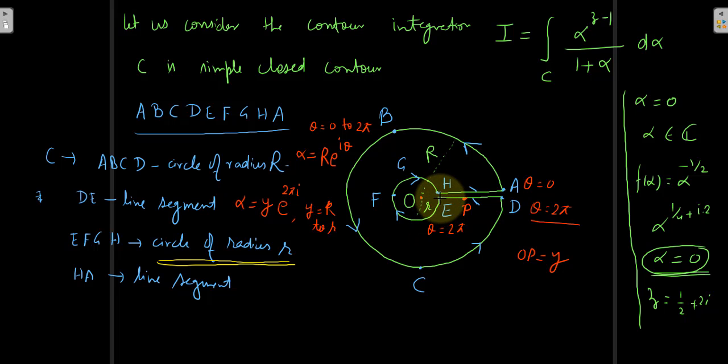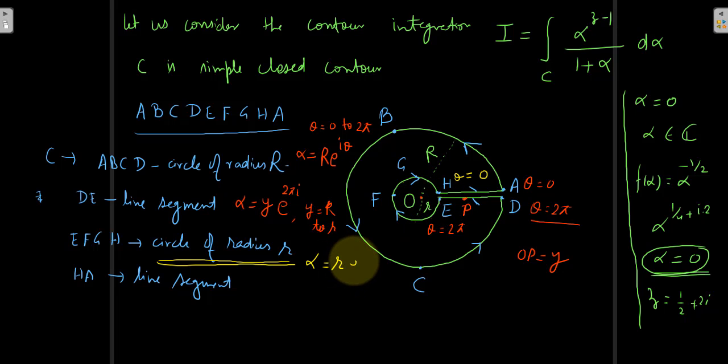And theta, the value of theta at E is 2 pi and starts decreasing after one complete revolution about O. The value of theta at H, what will be the value of theta at H? It will be 0, right? So for this small circle, we can write alpha equals, what is the radius of this small circle? This is small r. So the modulus at all the points of this circle is same. Modulus represents distance from origin, so that is small r.